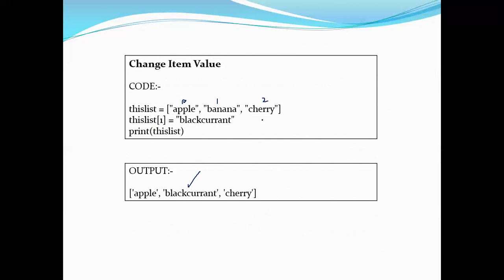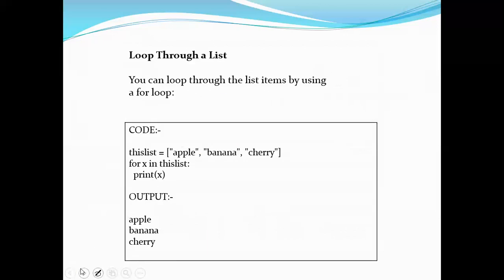Similarly, if I need to replace cherry, I say this list of 2 is equal to orange or some other fruit which I like, and replace cherry. Right? So replacing is very simple in a list.